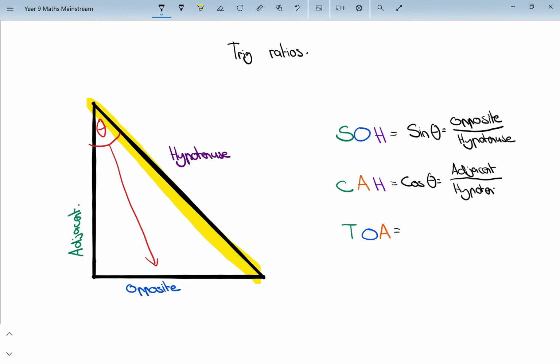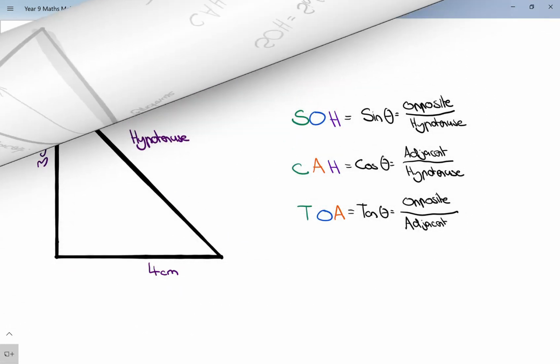They're always to do with these ratios, and we'll show you in a second how to populate these formulas. And then finally we have TOA, and this is tan theta, or tan of that angle you'll be given, equals the ratio between the opposite and the adjacent. These are very important to remember, and I would write them down because they're going to come up all the time. Now we're just going to do some examples.